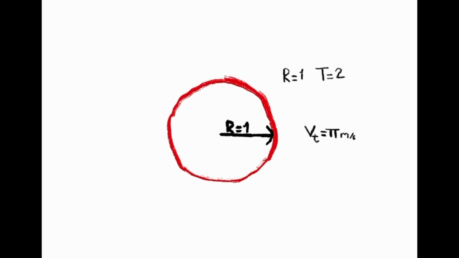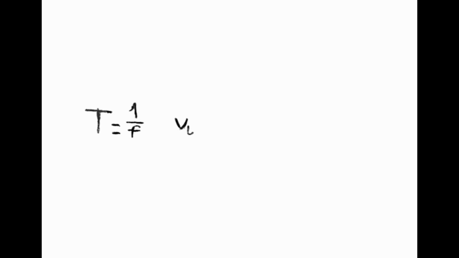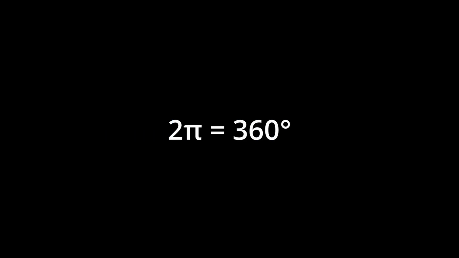Since the period is equal to 1 over the frequency, we can also rewrite this to 2 pi r times the frequency. The angular velocity shows us how fast the angle is changing. Due to 2 pi being 360 degrees, we get 2 pi over the period, or 2 pi times the frequency.